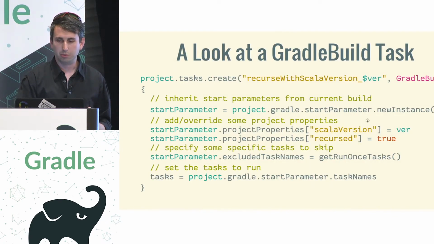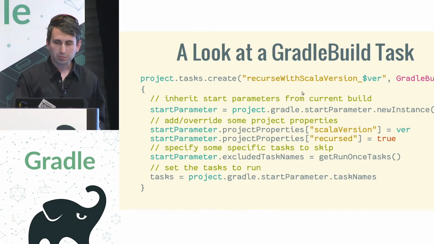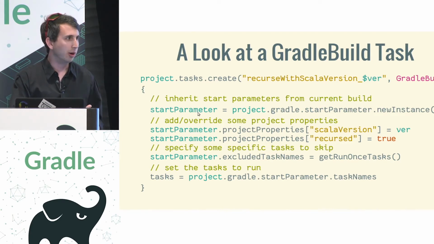This is how you would create a Gradle build task. This is a snippet of code from the plugin implementation. So it's just got the type GradleBuild. We want to make sure that it inherits all the build parameters from the parent build. So that's what this line does. Then we're going to add some additional properties, right? So we're going to explicitly set the Scala version, singular, to the first version in the list. I went ahead and set this recursed flag so I could tell that I had recursed quickly and avoid a whole slew of logic that I didn't need to run through.